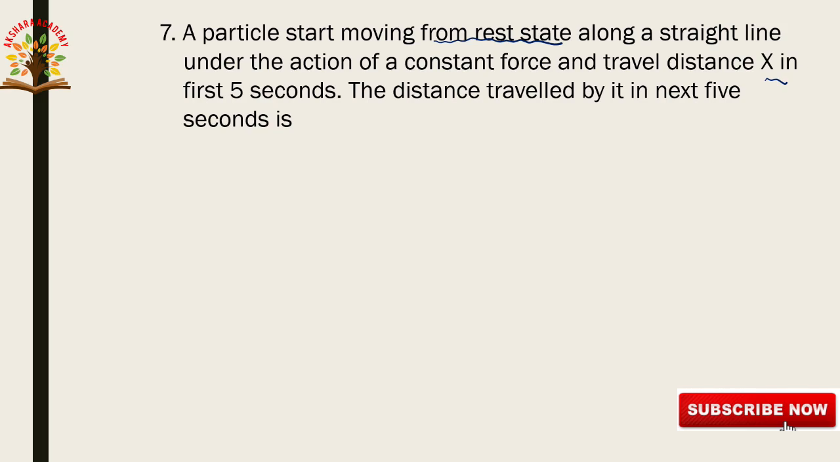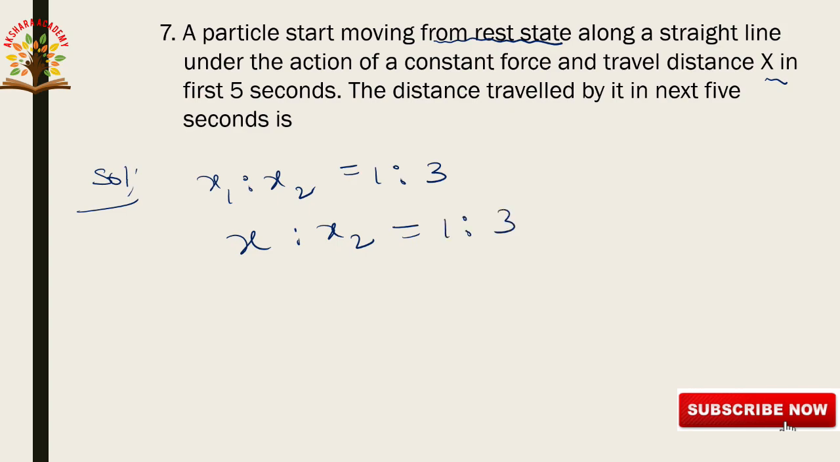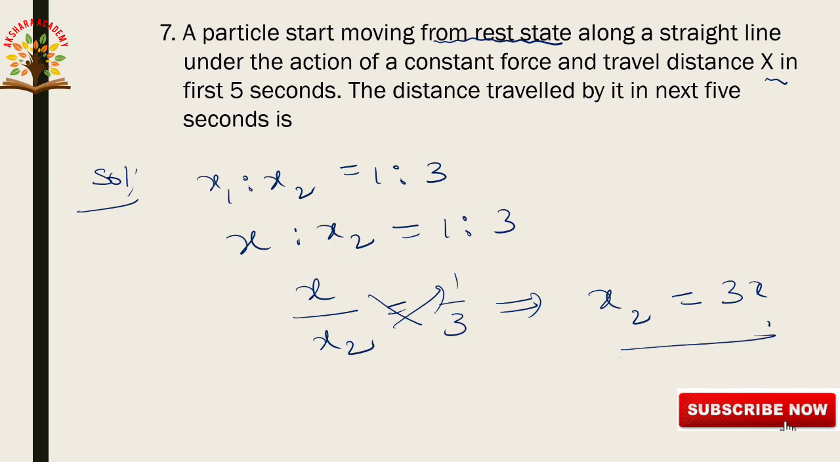So we are calculating the distance travelled in the next 5 seconds. x1 is to x2 is equal to 1 is to 3. So that implies x1, which is x, is to x2, which we have to calculate, is equal to 1 is to 3. This can be written as x by x2 is equal to 1 by 3. The distance in the next 5 seconds, x2, is equal to, taking cross multiplication, 3 into x, 3x. This is the final answer.